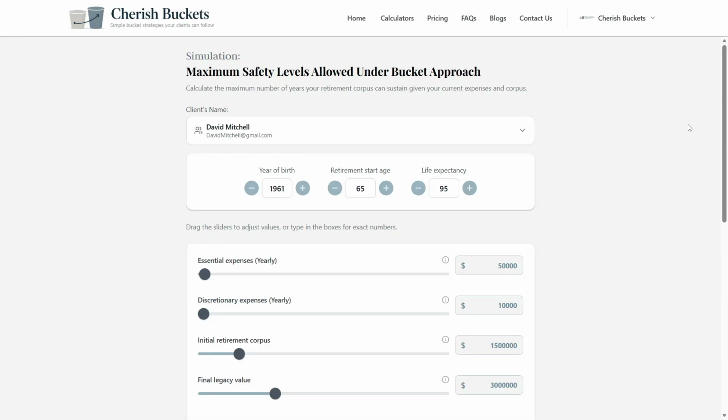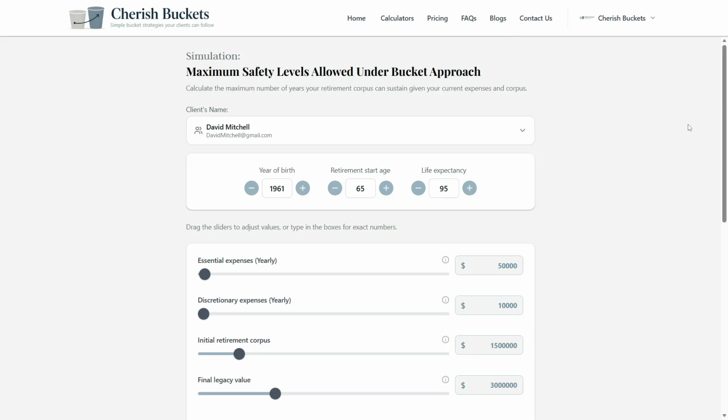CherishBuckets.com can help retirees increase the amount of protection they allocate toward their retirement expenses. One way it does this is by allowing you to separate your legacy portfolio from your retirement income portfolio. Let's see how this works with an example.